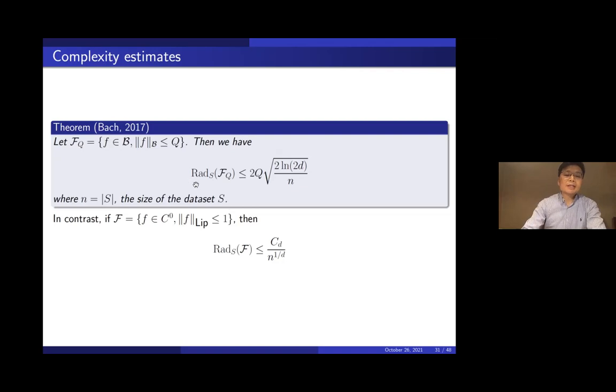Now, luckily, for the Barron space we just defined, there's a theorem proved by Bach, which shows that the Rademacher complexity is 1 over square root of n, sort of the best we can hope for.